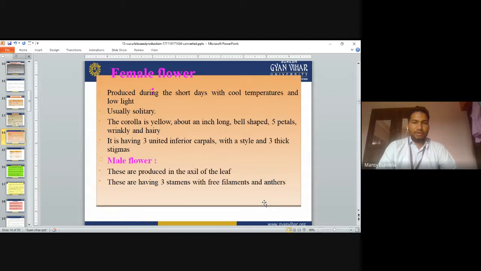It has 3 united inferior carpels with a style and thick stigma. Male flowers are produced in the axils of leaves. These have 3 stamens with free filaments and anthers.